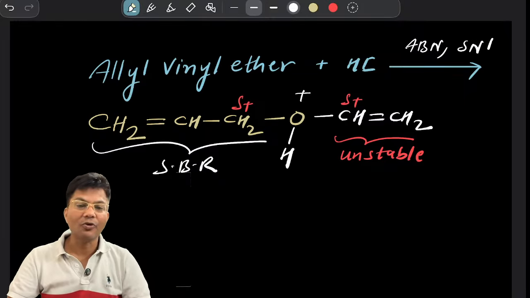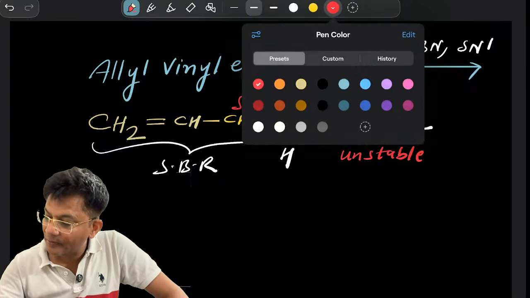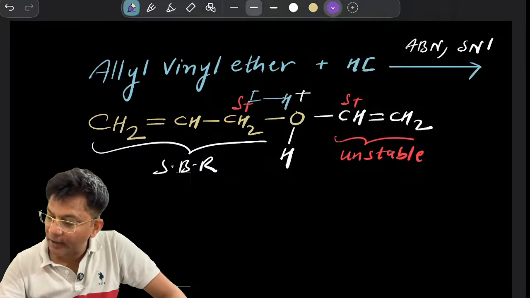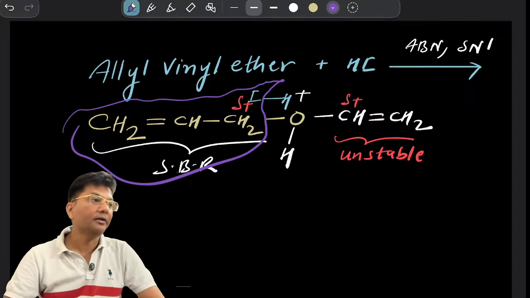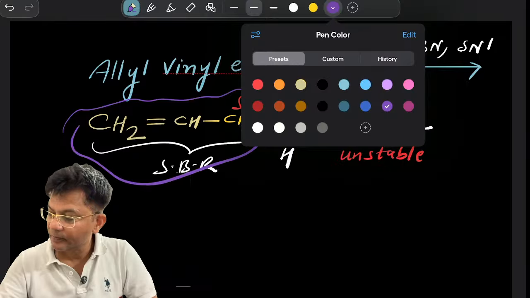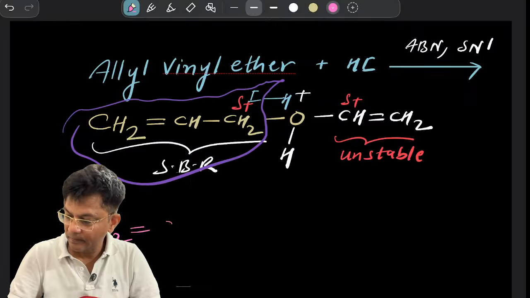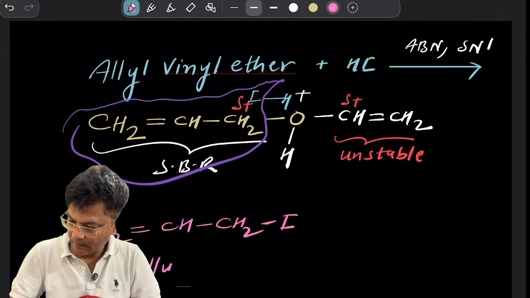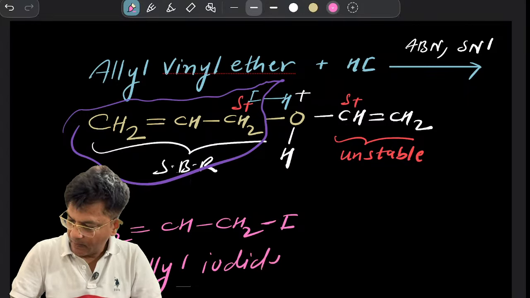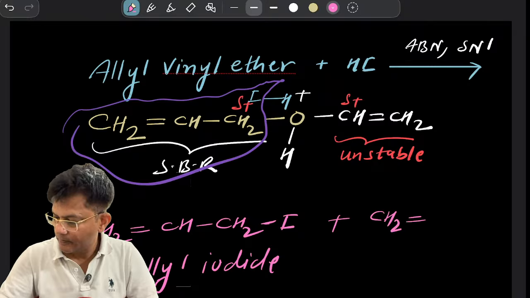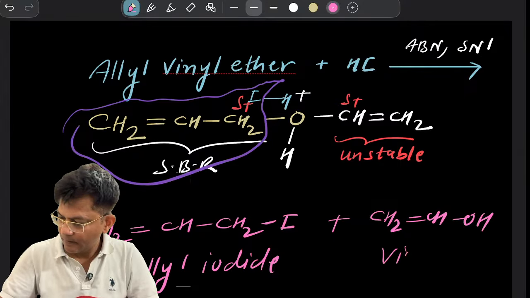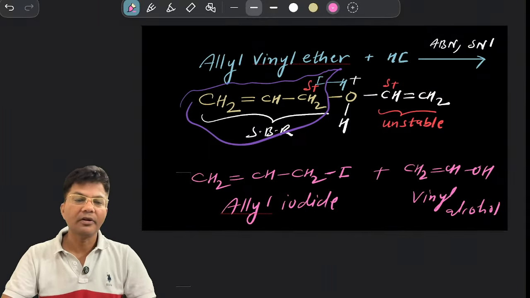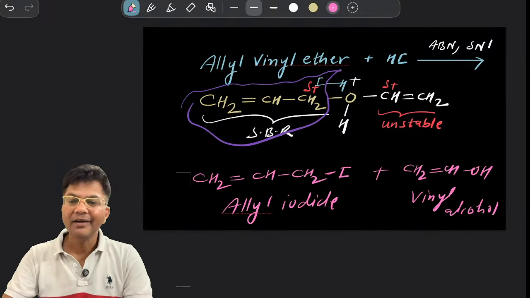So your answer will be what? The iodine will come to the carbocation. So iodine will come over here and hydrogen will go over there. So your answer for sure is going to be allyl iodide. Allyl iodide is your answer. Am I right, kids? Allyl iodide plus vinyl alcohol, right, kids? Allyl iodide and vinyl alcohol is the answer. I hope it's very much clear to each and every one of you.